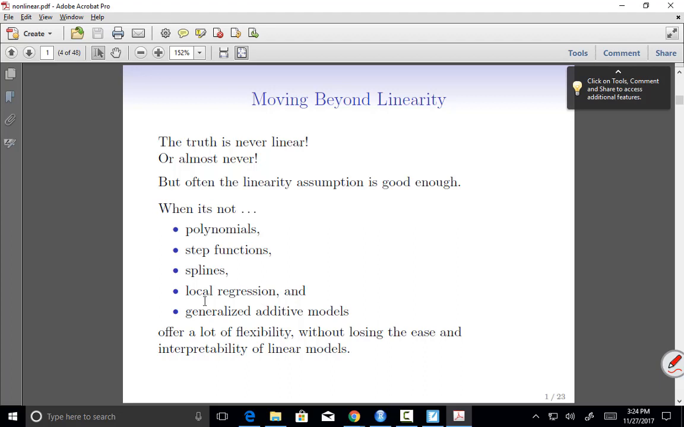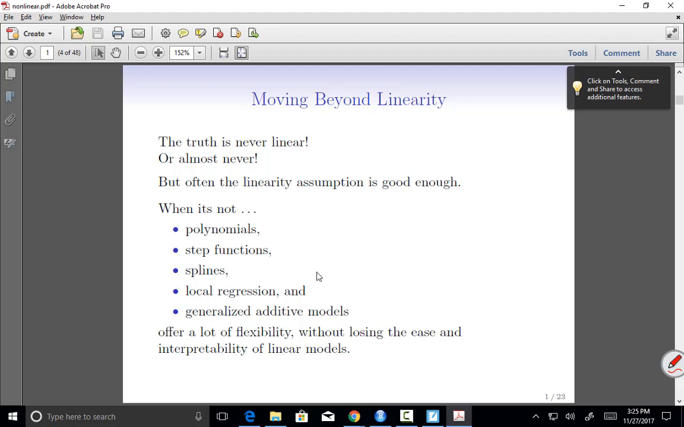Our options, when linear is not sufficient, include these bullet points. Polynomial, that's what I was writing on the whiteboard. If beta 0 plus beta 1 x is not sufficient, then why don't we add beta 2 x squared? And we could keep going, make it a cubic, quartic, and so on.